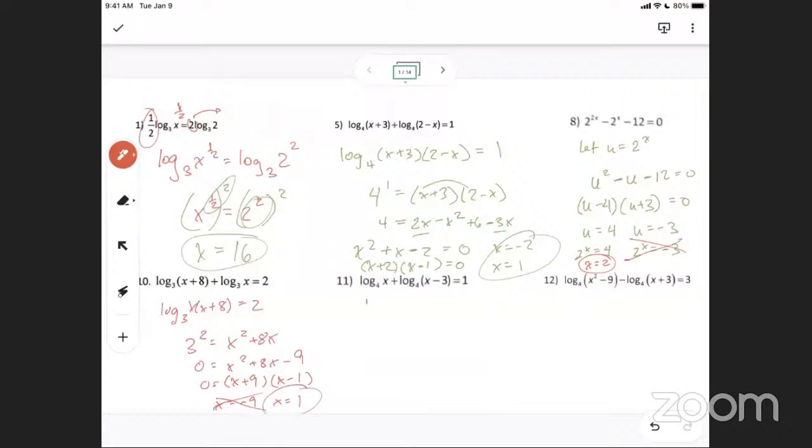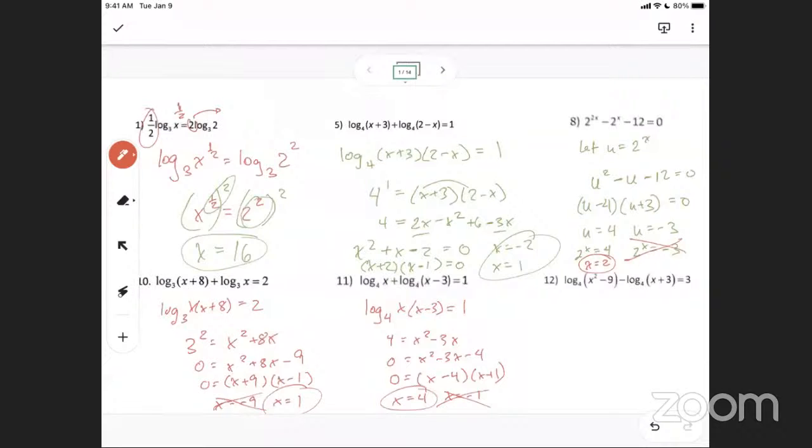All right. So log base 4 of x times x minus 3 equals 1, which means 4 to the 1 equals x squared minus 3x. Subtract, factor: x minus 4, x plus 1. x equals 4 or x equals negative 1. Check your answer. That's extraneous. You can't do that. So your only answer is 4.